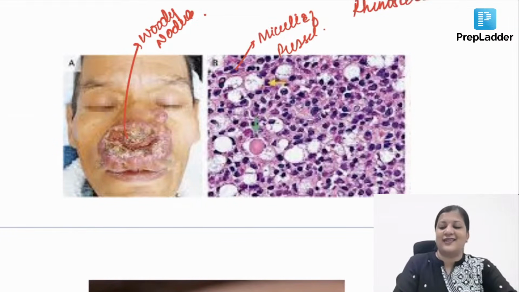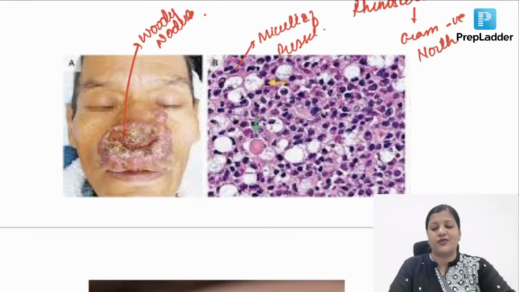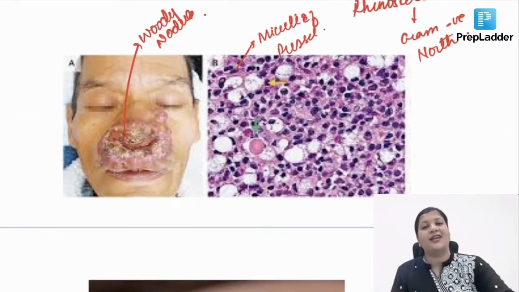Rhinoscleroma is caused by a gram-negative bacterium, which is called Klebsiella rhinoscleromatis, also called Frisch bacillus. This is endemic in the northern part of India. This is treated medically with streptomycin, tetracycline, and rifampicin. After treatment, we also do debridement of the dead tissue. And we stop the treatment only when 2 subsequent cultures are negative.